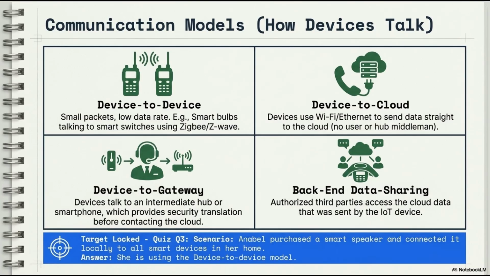Target locked for this slide. Annabelle purchased a smart speaker and connected it locally to all smart devices in her home. She is using the device-to-device model. Right, because it's a local direct connection.